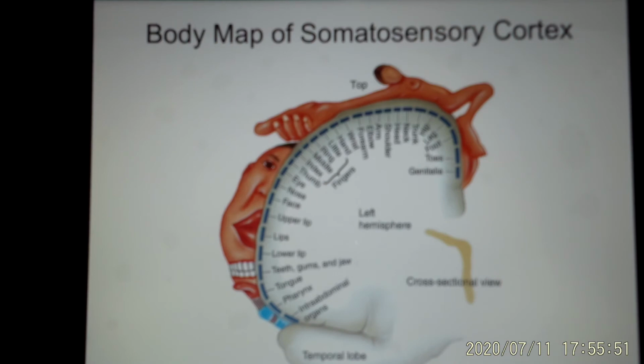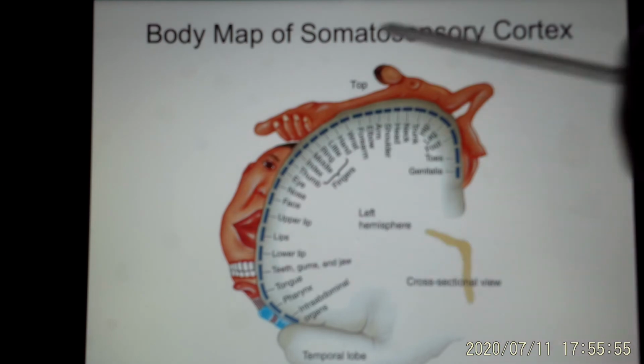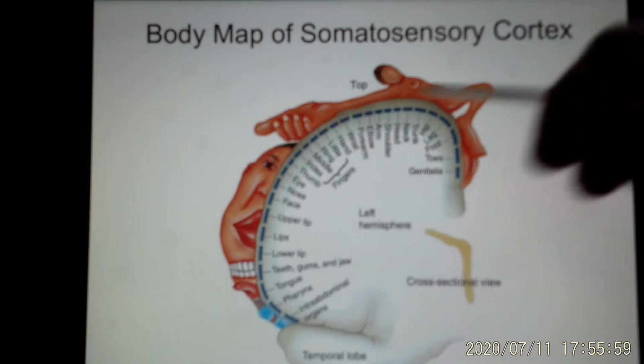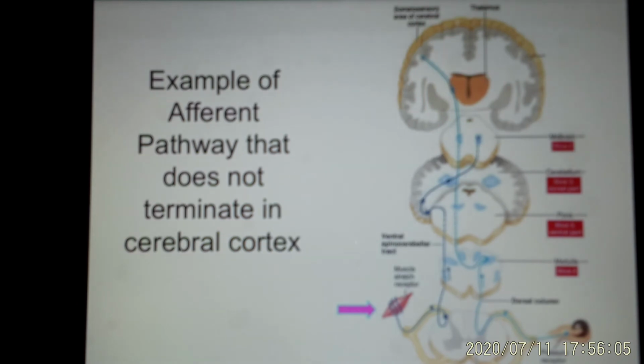Your body sensation will go to this area. We call it the somatosensory cortex. We'll talk about this in the central nervous system. You have a whole body map representing the stimuli from different body parts. So this pathway we call the afferent pathway. It will go from the periphery to the cortex.